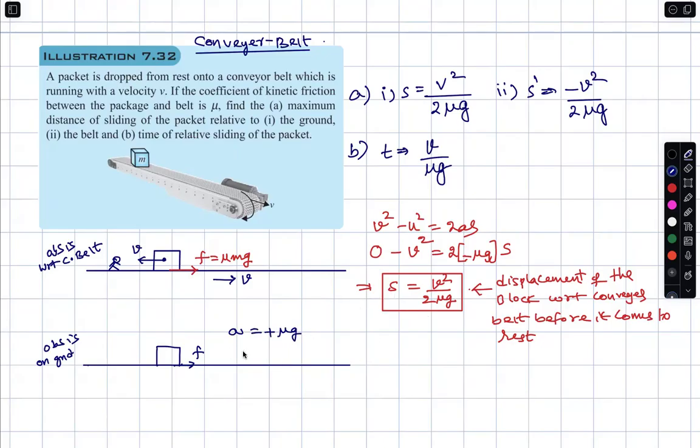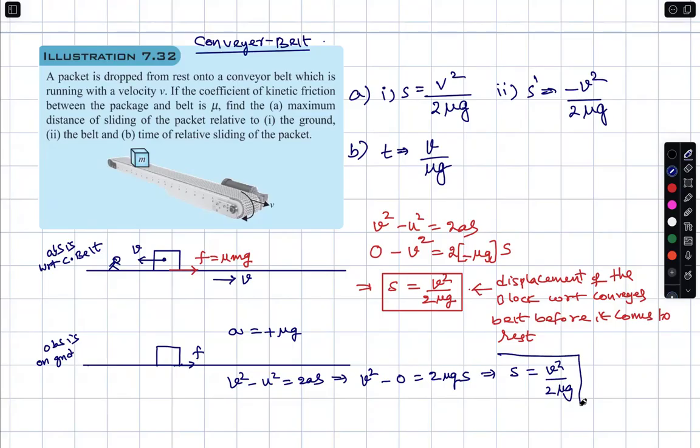So use the same formula: v square minus u square is equal to 2as, which implies 0 minus v square is... No, sorry, I'm wrong. Because the final velocity is v and the initial velocity is 0 here. So v square minus 0 is 2 mu g s, which implies s is equal to v square by 2 mu g.